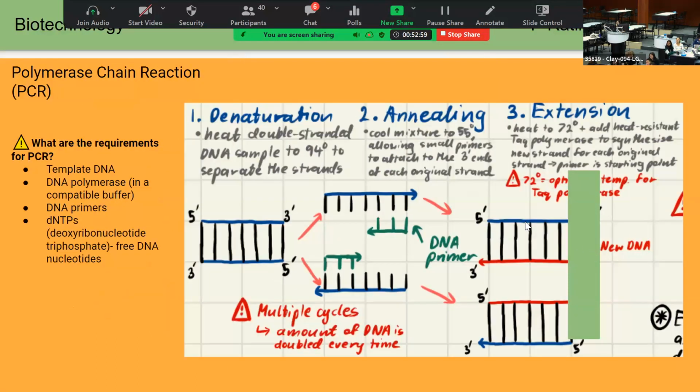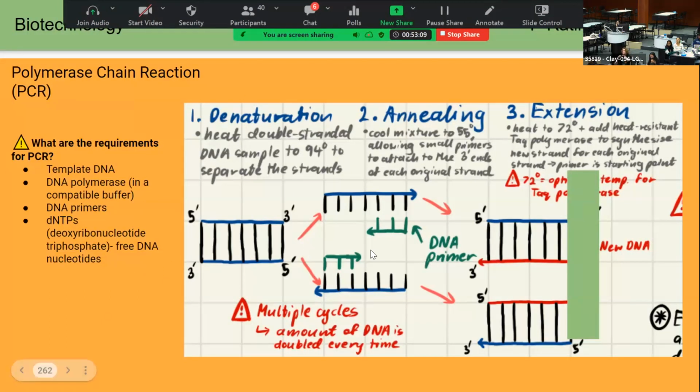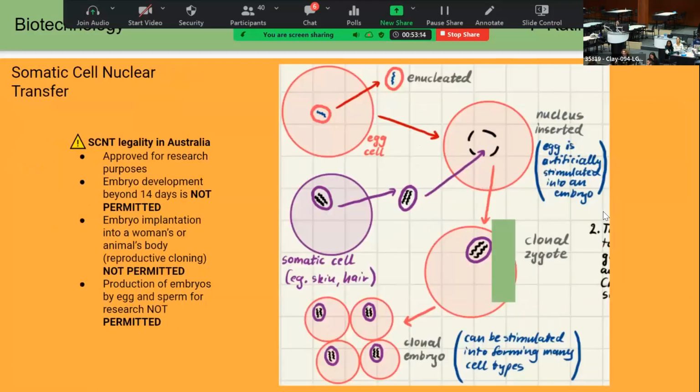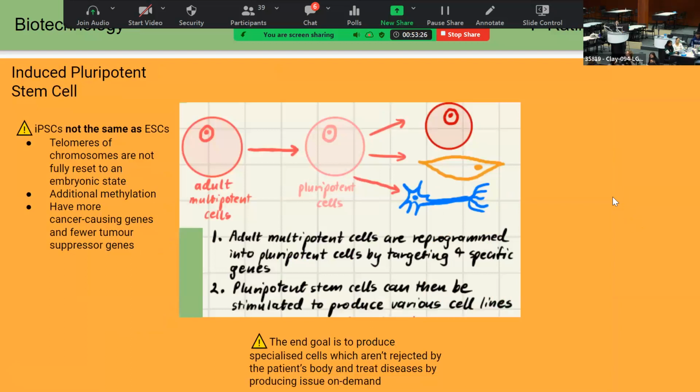Also know the polymerase chain reaction is important. So what are the requirements for it and the 3 steps? Basically just know it goes from high temperature, low temperature, high temperature again: breaks it apart, adds primers, extends the primers. Very simple. And then just know a bit about somatic cell nuclear transfer as well, and kind of know the legality around it as well. But again, it's pretty simple, so I won't go through that.